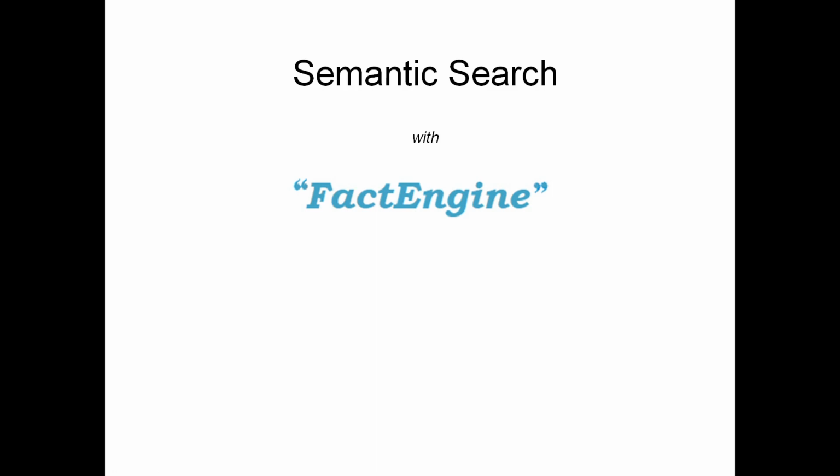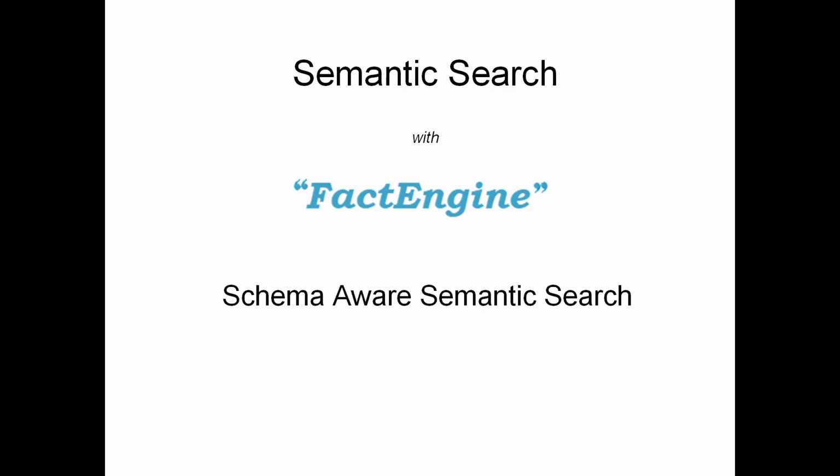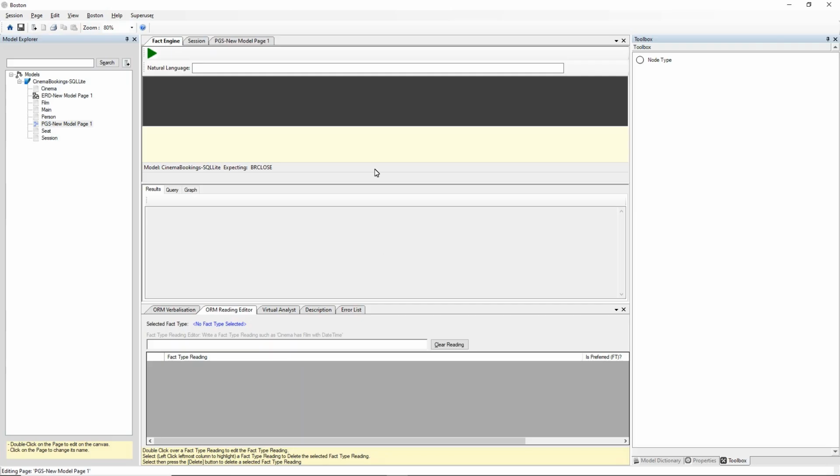Today we'll be looking at semantic search with FactEngine, and in particular Schema Aware Semantic Search. We've got FactEngine open in front of us inside the Boston conceptual modelling software, and please note that FactEngine will be available as a web-based API for the types of queries we're going to be looking at today. FactEngine allows you to write natural language queries over a database where a model or a schema for that database is presented behind FactEngine.